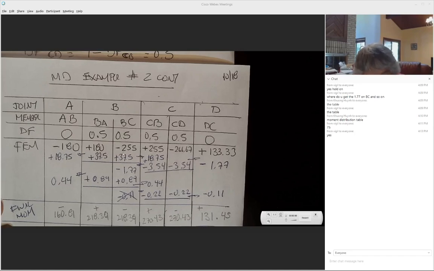Okay. So whatever I put on this side, the carryover factor takes 50% to the opposite side. This line means equilibrium or balance. In here, it's always in equilibrium because of the fixed support. But now joint C had 255.